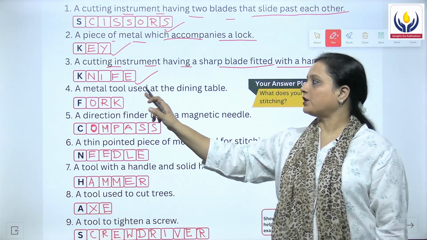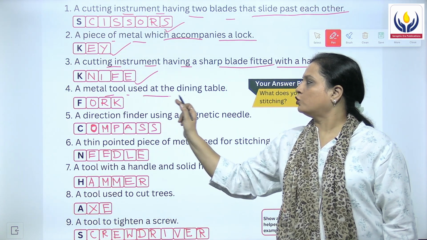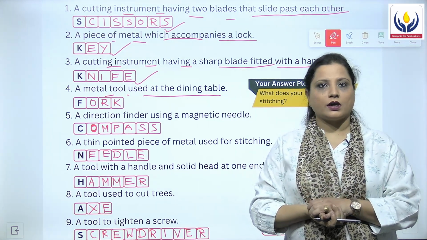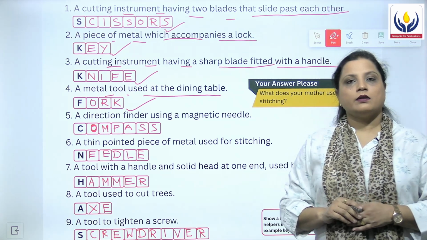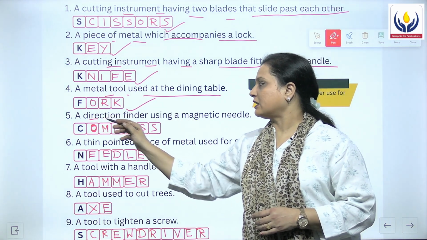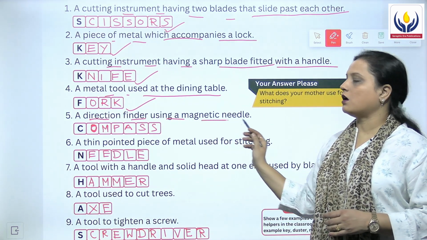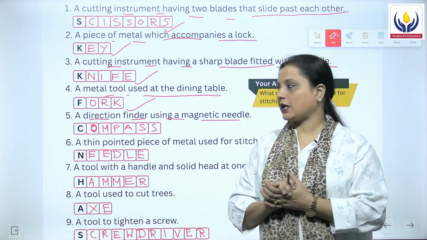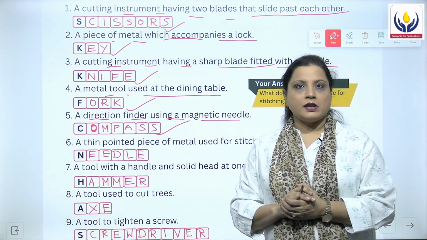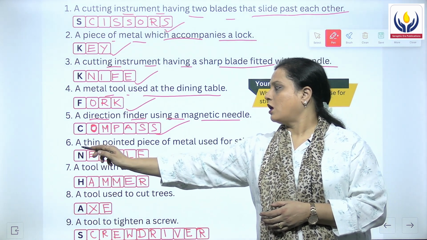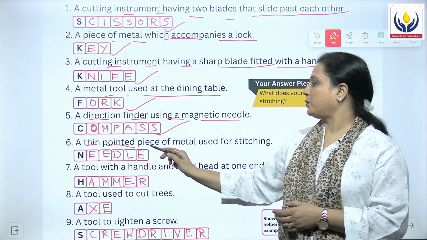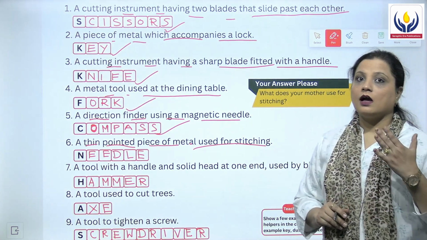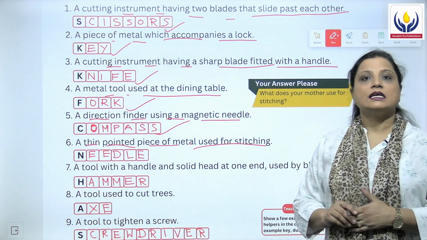Then the next question is a metal tool used at the dining table, and the answer for this question is fork. Next we have a direction finder using a magnetic needle, and the answer for this question is compass. Next we have the sixth question, a thin pointed piece of metal used for stitching, and the answer of this question is needle.